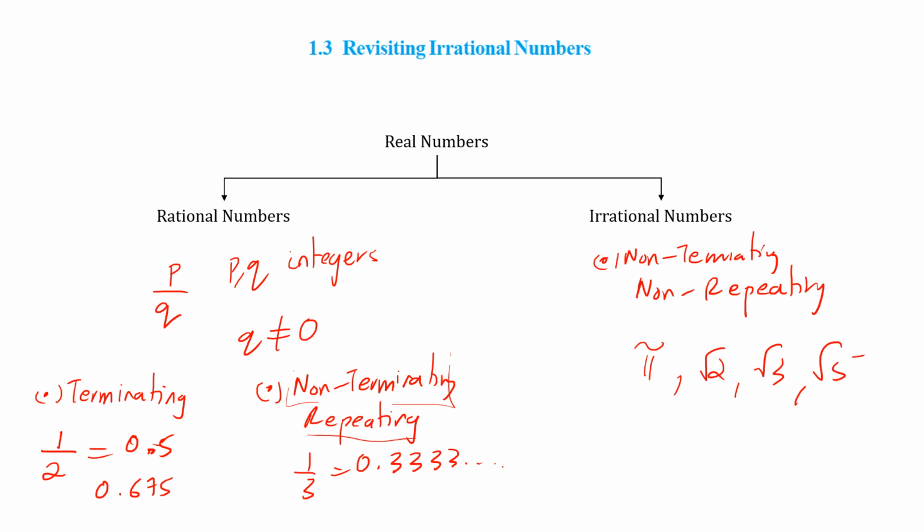Now, what we are interested in 10th grade is, why is root 2 irrational? That's a question that we probably never asked in 9th grade. Why is root 2 irrational? Why is it that root 2 has a decimal expansion which is non-terminating and non-recurring? That will be the question that we'll be addressing today.